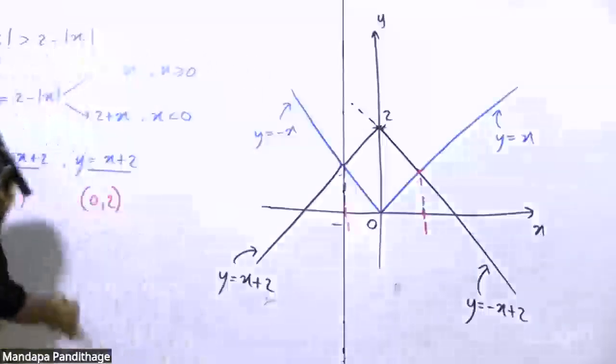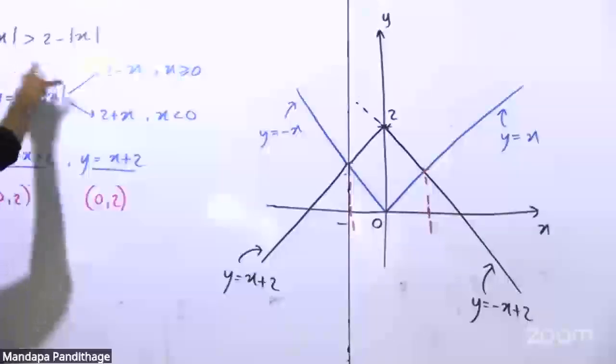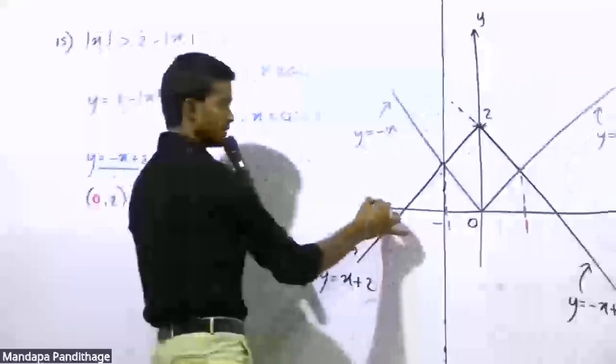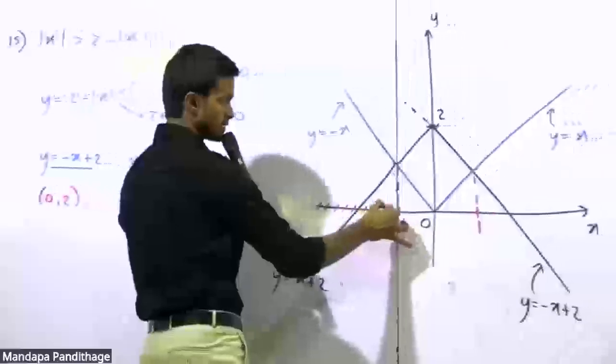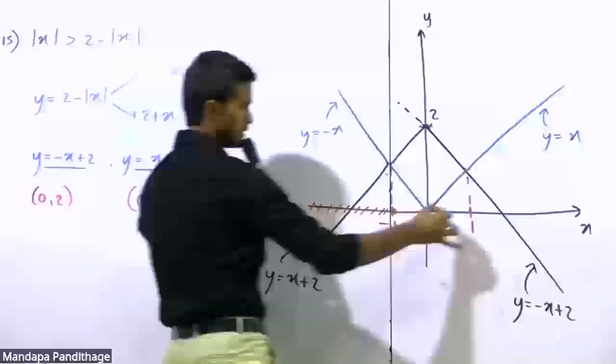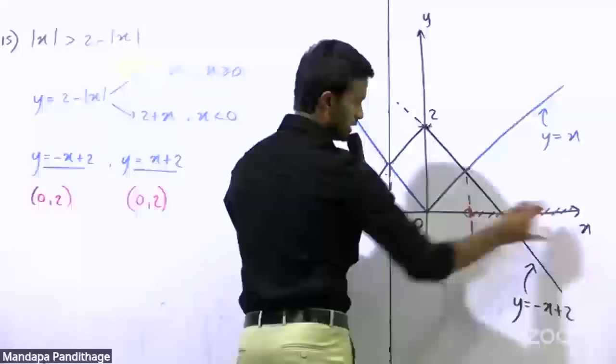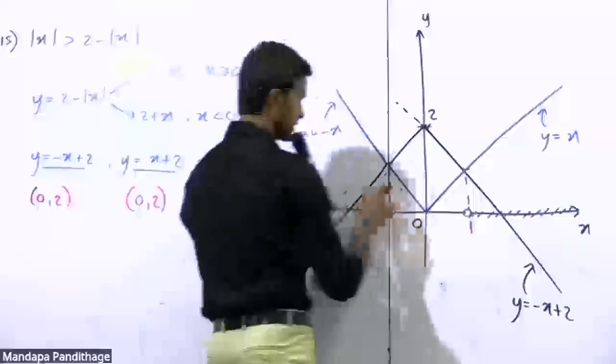And then look at the inequality. You are supposed to find where modulus x is greater. The blue colored one is greater in this region, and in this region the blue colored one, modulus x, is greater.